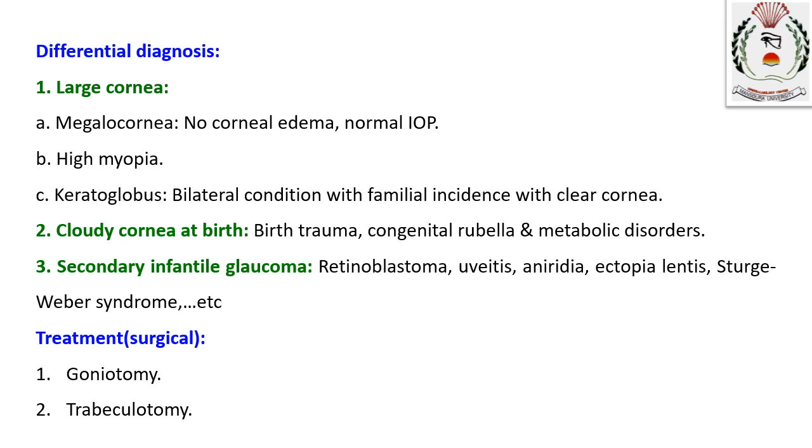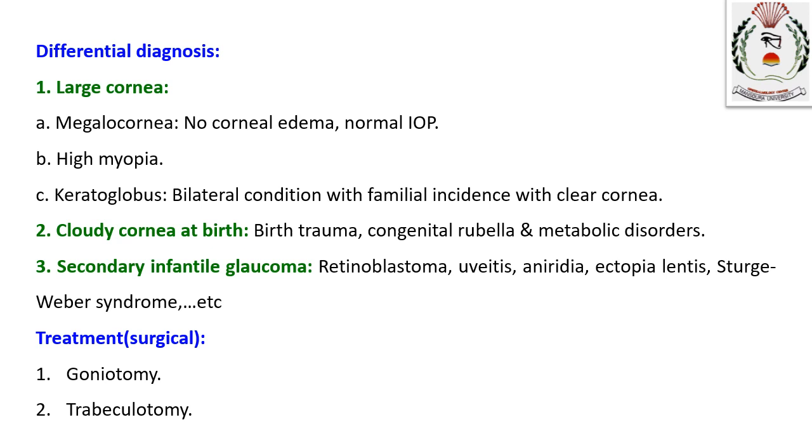Other causes of large cornea, such as congenital megalocornea. Here the cornea is large, but there is no corneal edema, there is no elevation of intraocular pressure. This is called congenital isolated megalocornea. High myopia: sometimes with high myopic eyes, due to increase in the axial length of the eye and increase in the size of the eye, there is large cornea.